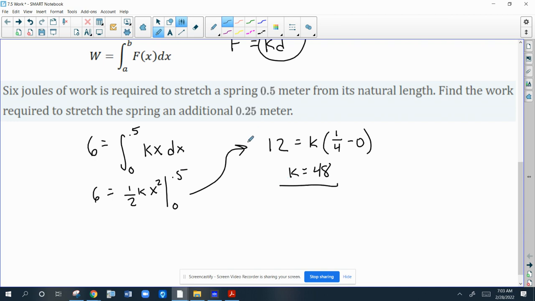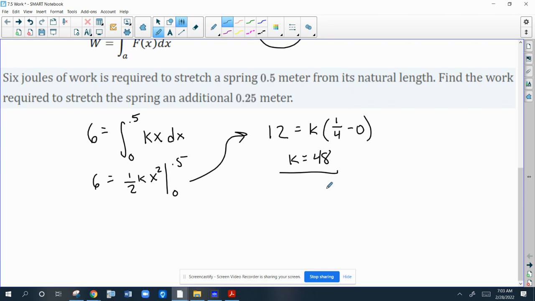So the question is now, find the work required to stretch it an additional 0.25 meters. So now that we have the spring constant, we can now say the work here for this particular spring is the integral of 48x. Now, if we want to stretch it an additional 0.25 meters, that means we're starting at 0.5 meters. That's how much it's been stretched so far. And we're going to do 0.25 meters more, so we'll stretch it to 0.75.